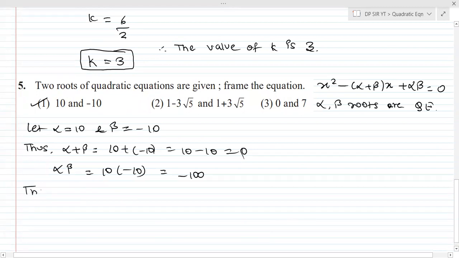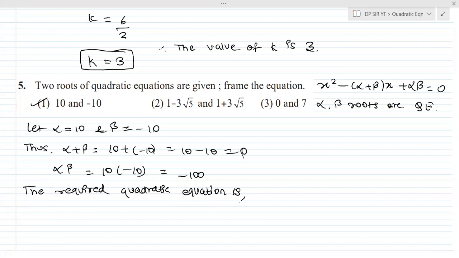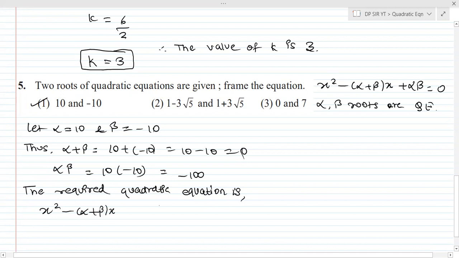Thus the required quadratic equation is x square minus alpha plus beta x plus alpha beta is equal to 0. Don't forget that is equal to 0, or else it will cost you heavily.